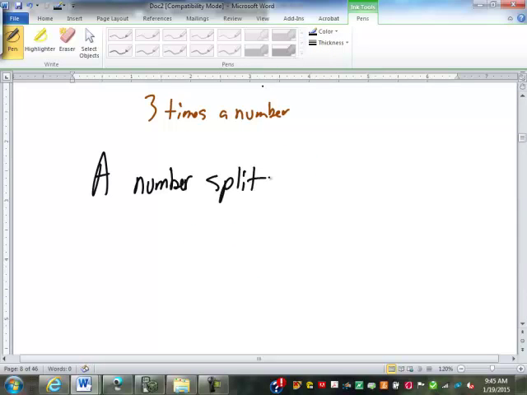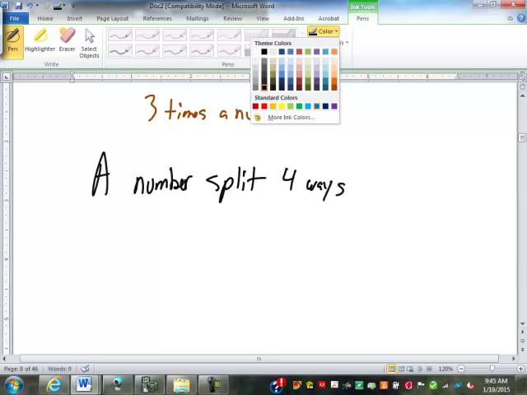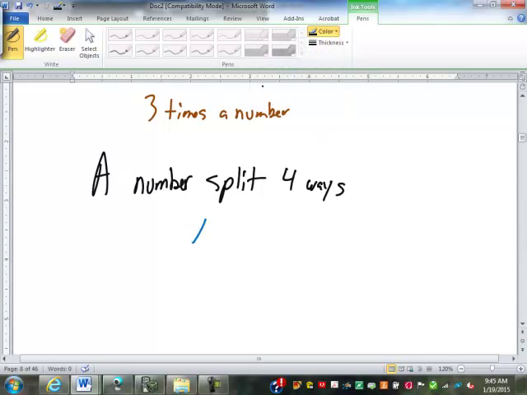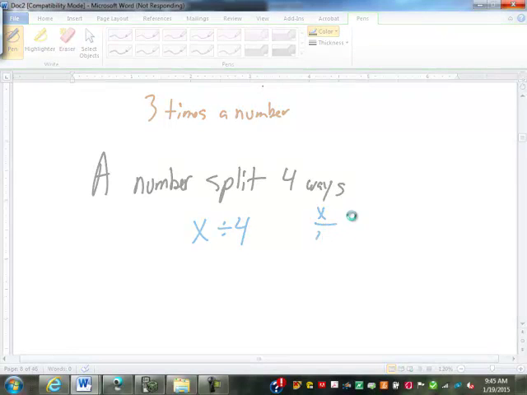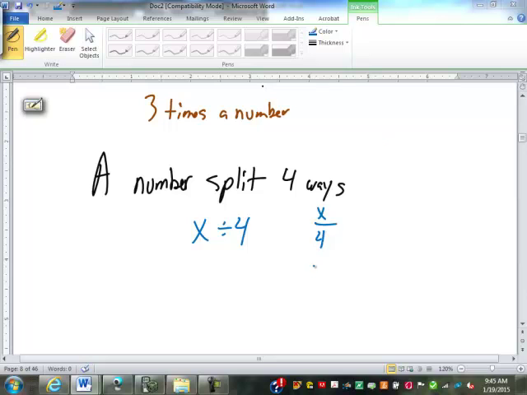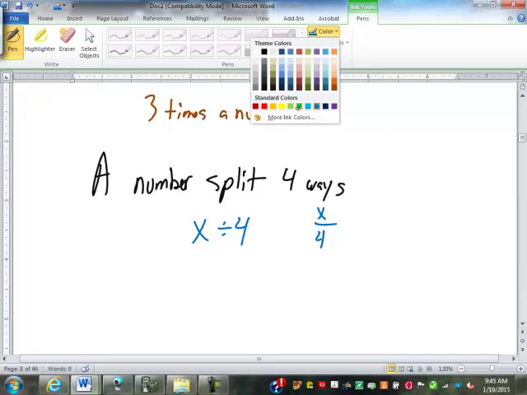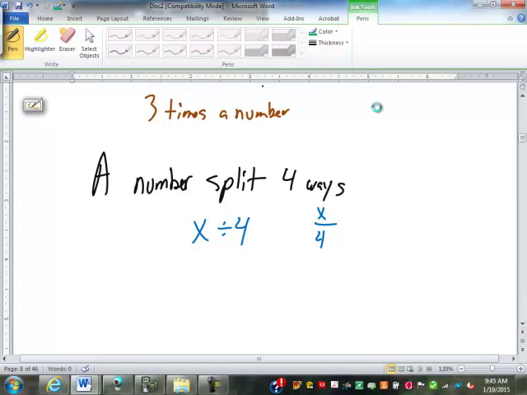We have a number split 4 ways. This is one of the more unusual ways to express this operation, but of course this is division. So X divided by 4, or we could just do X over 4, also indicates division. And there are other phrases. Well, how do you know you're not just dealing with a fraction? A fraction and division have some interchangeable aspects to them. A division problem can be turned into a fraction, and a fraction can be turned into a division problem.